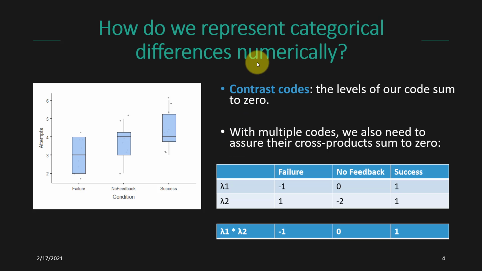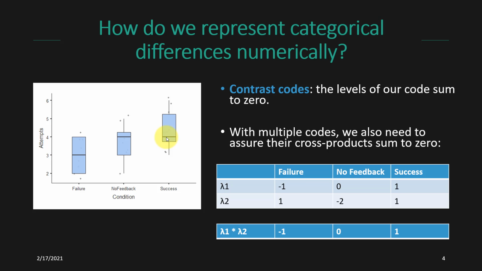So first, let's focus on our contrast codes. Remember that for contrast codes, we need the levels of our code to sum to 0. But now we have an additional wrinkle because we have more than two groups, so we're going to need more than one contrast code. As a rule, you always need a number of codes one less than the number of levels of your variable. In the past, when we had just a treatment group and a control group, we could get away with one code because we only needed to say, were you in the treatment or the control? Now we have the failure group, the no feedback group, and the success group. So we have 3 levels to our categorical variable, which means we're going to need 2 codes to represent all of the different levels of that variable.